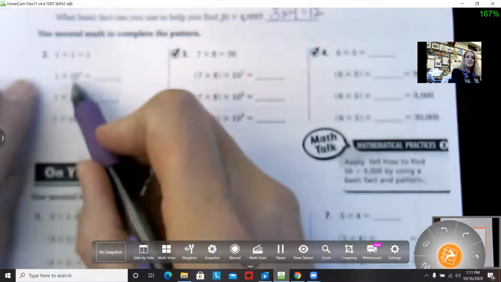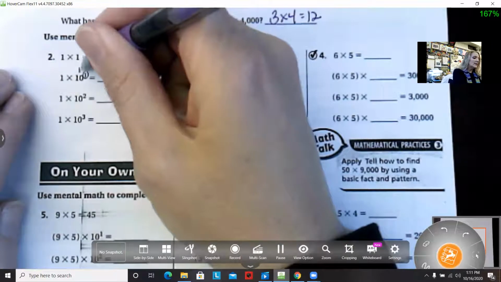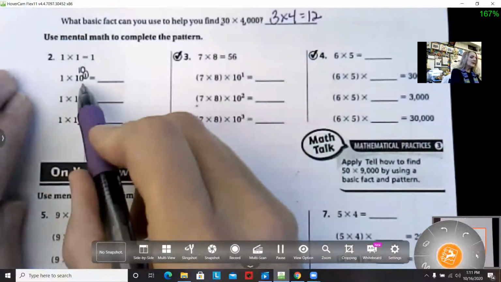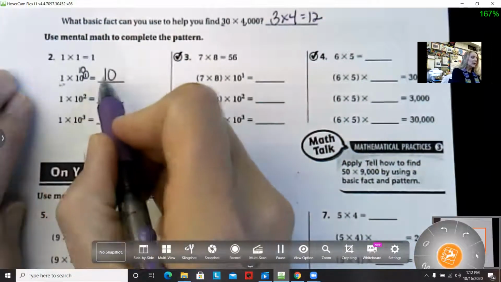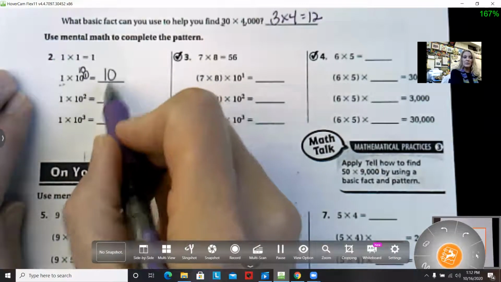Okay, so kiddos, let's use mental math to complete the pattern. We remember from yesterday what 10 to the first power means: a 1 with 1 zero. So that's just the number 10. Okay, so 1 times 10 is 10. Or we just take this 1 and write it down, and the exponent 1 tells us how many zeros to write. Remember that from yesterday?